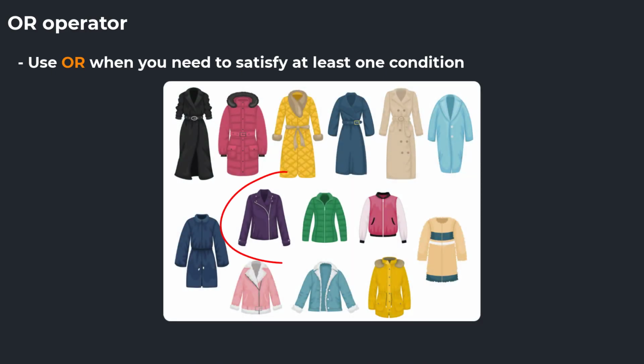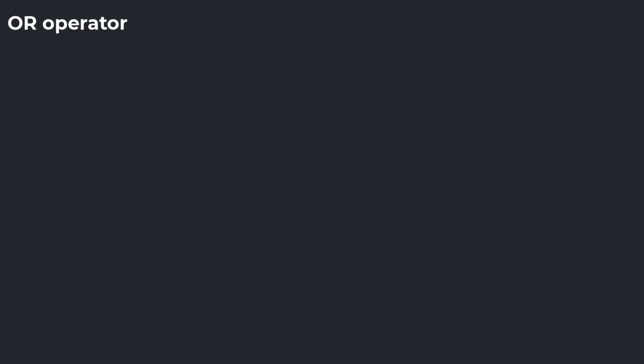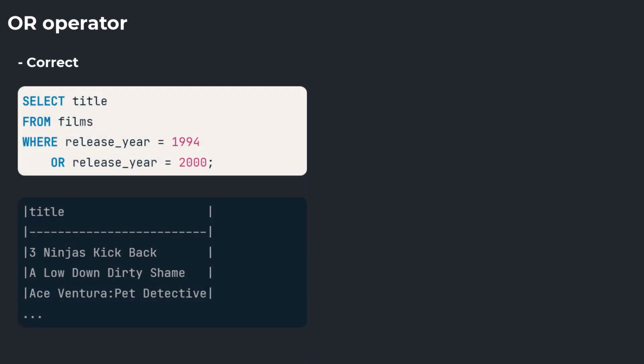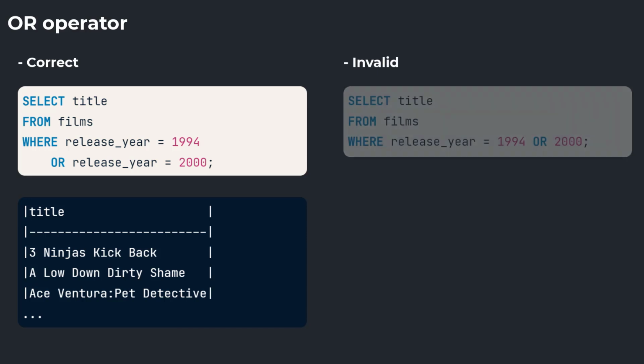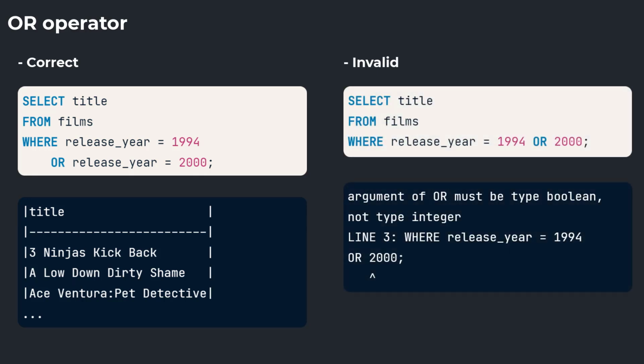Perhaps we want to select green or purple coat options as an example. In SQL, we combine or with where to achieve this type of filtering. Here is an example using the films database. The query on the left returns all films released in either 1994 or 2000. Note that we must specify the field for every or condition, so the query on the right is invalid. That query hasn't specified what field or operator should be associated with the year 2000.